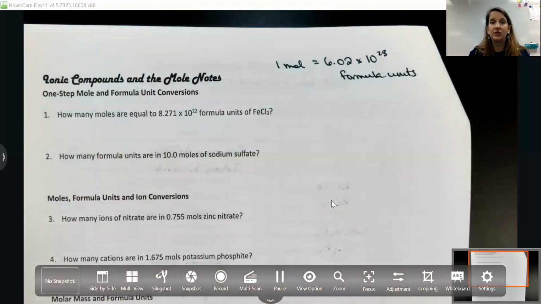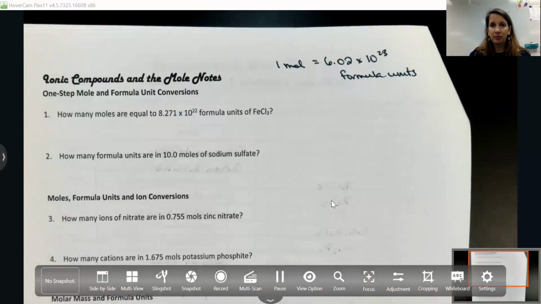A formula unit is describing an ionic compound. So when you look at salt, for example, salt is composed of 1 sodium ion and 1 chloride ion. So that one thing, the sodium and the chloride, is 1 formula unit. If we're talking about rust, which is Fe2O3, that's composed of 2 iron ions and 3 oxygen ions. And so that whole thing is 1 formula unit, okay? But we're going to use Avogadro's number the same way that we've been using it all along.